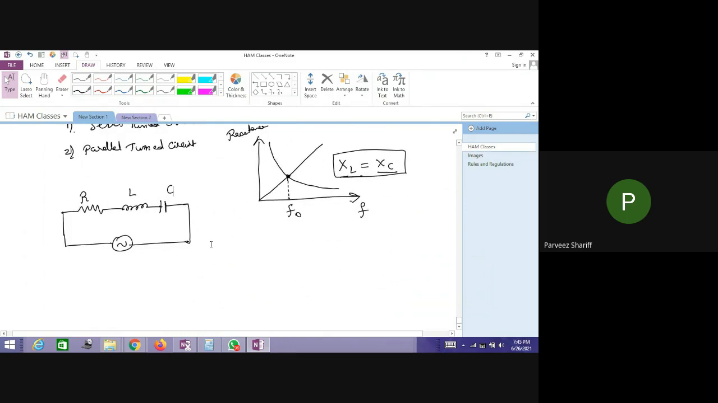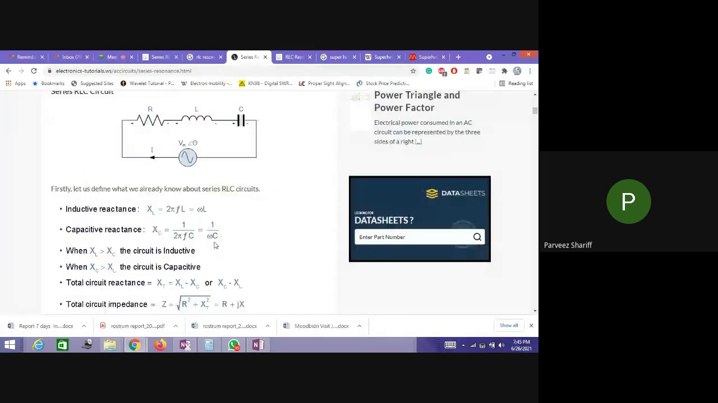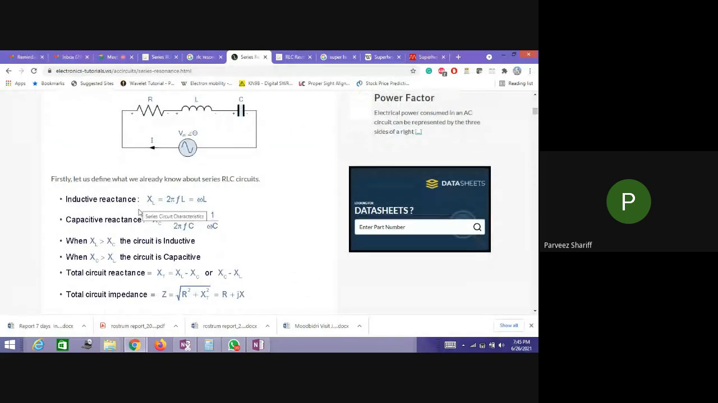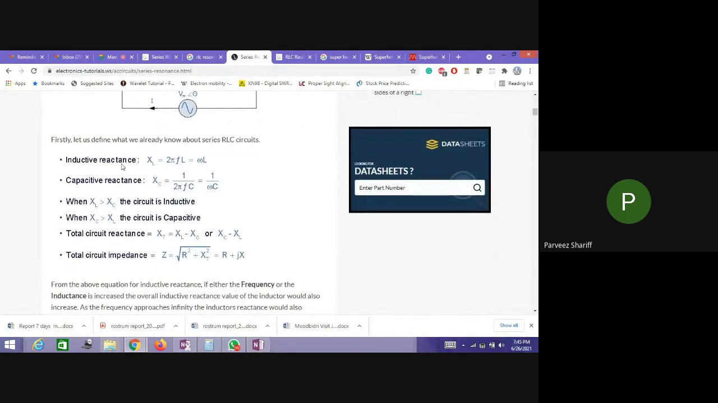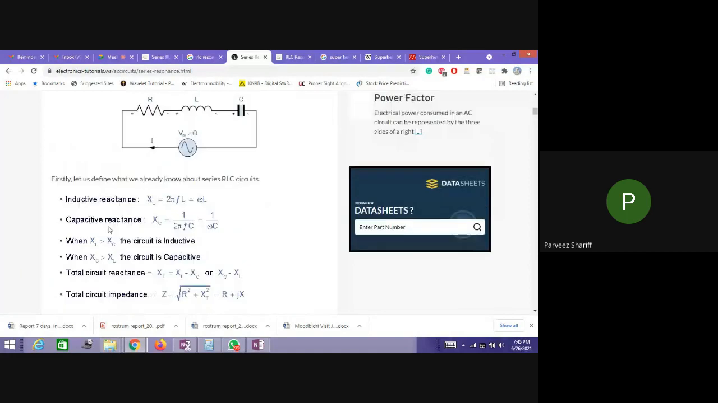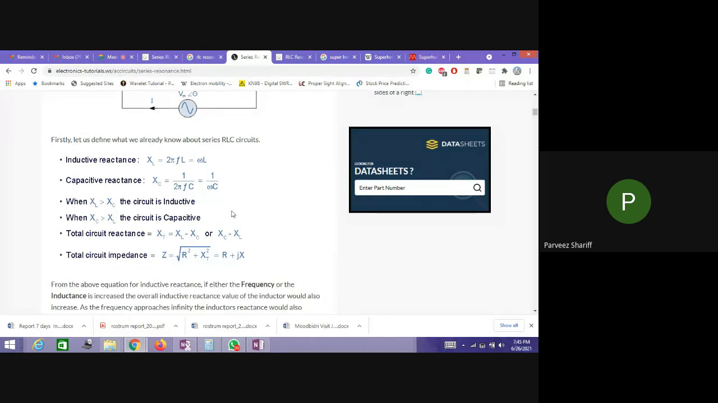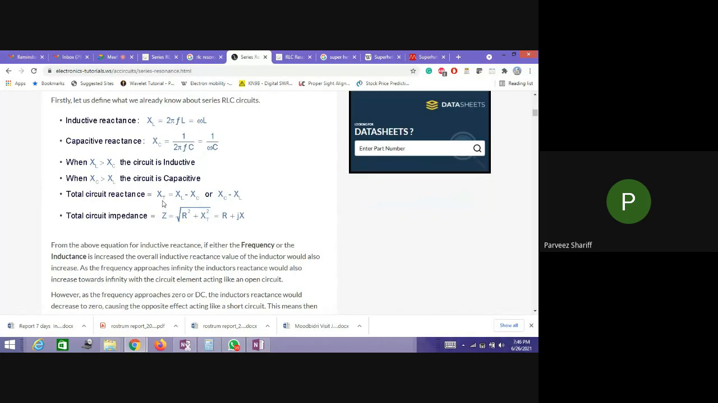Now at this tuned point, we know that the inductive reactance XL is equal to 2 pi FL and XC is equal to 1 by 2 pi FC. If XL is greater than XC, then the circuit is called an inductive circuit. If XC is greater than XL, then the circuit is called a capacitive circuit. And the total circuit reactance is given by the difference of XL minus XC.